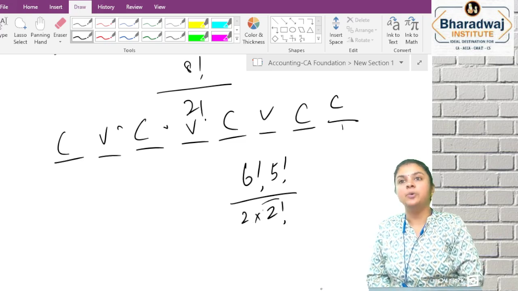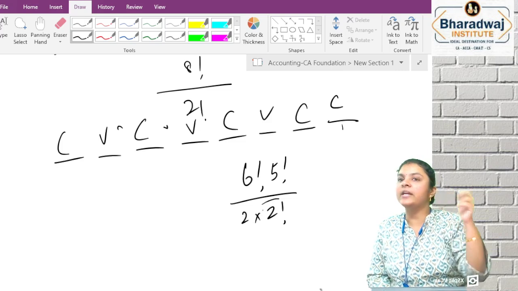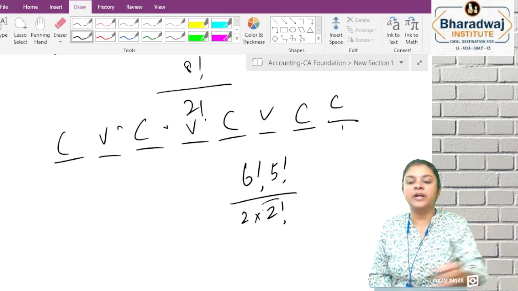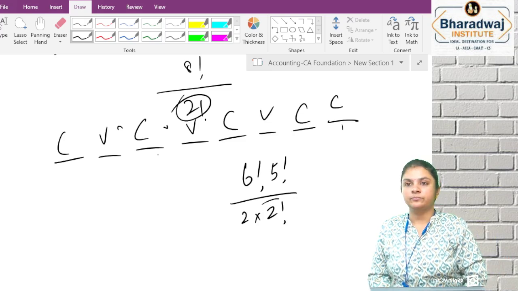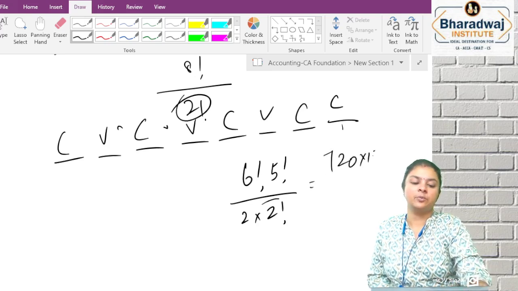Actually, the divided by 2 is already coming. As per the formula itself, it is n minus 3 factorial into n minus 2 factorial divided by 2. Again divided by 2 factorial because we have repetition. So what is the answer? 720 into 120 by 4.